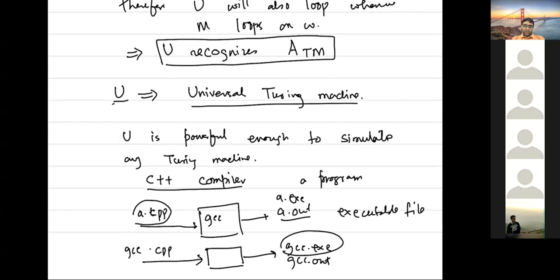And that's exactly the status of this universal Turing machine. The universal Turing machine is a powerful machine. It's a powerful Turing machine that just requires the description of any Turing machine, and whatever description of a Turing machine you send to it, it will simulate it. So it is capable of simulating another Turing machine from within itself. So we call it a universal Turing machine.